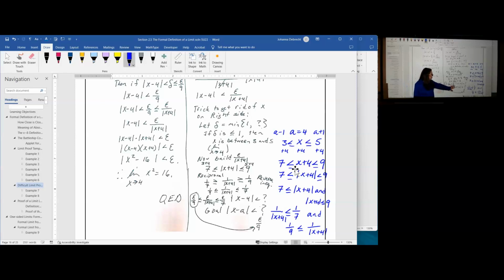I can't choose the upper end because that's too large. It's got to be the smaller one. Remember, for delta, we can always go smaller, but we can't go larger.